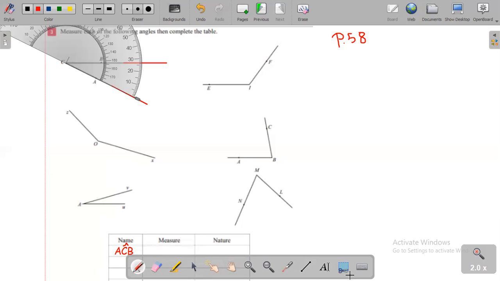What is the measure of the angle? It is 26 degrees. Don't forget the degrees. What is the nature of this angle? The measure is 26 and 26 is less than 90 degrees. So the nature of this angle is acute.